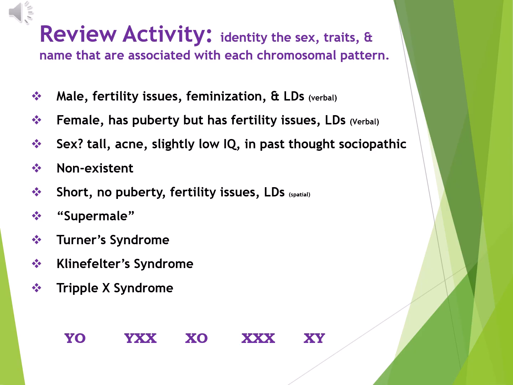Non-existent, that would be the YO. This person is short, no puberty, fertility problems. This would be the XO female.